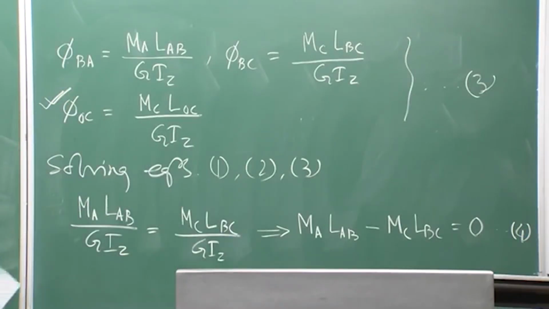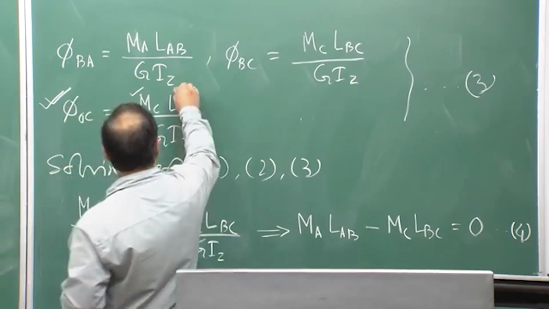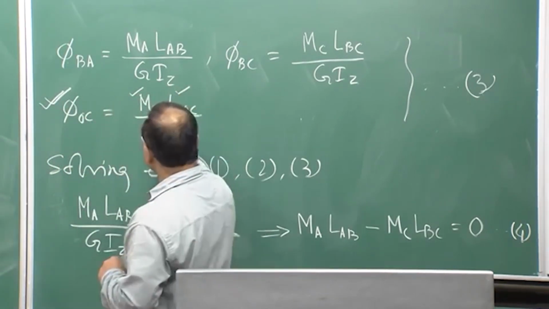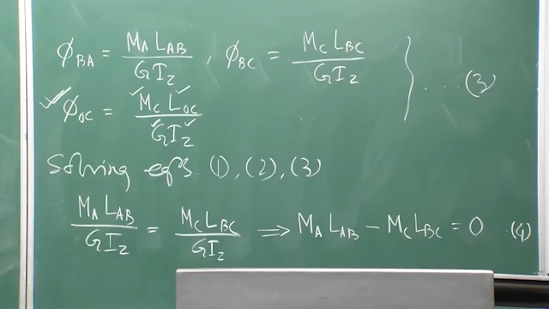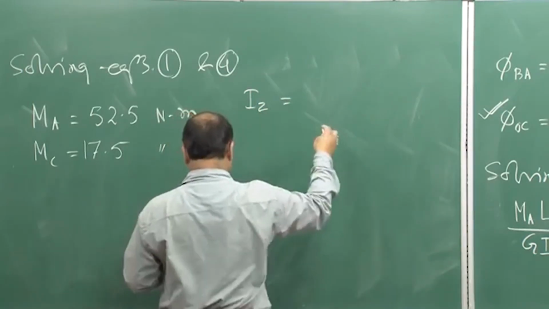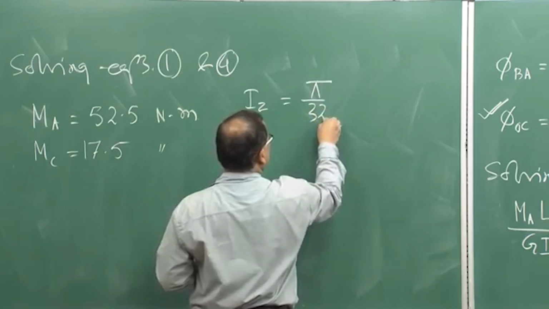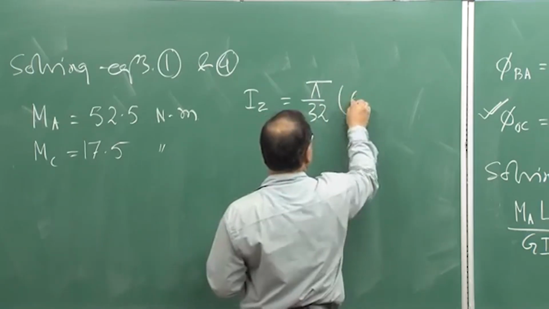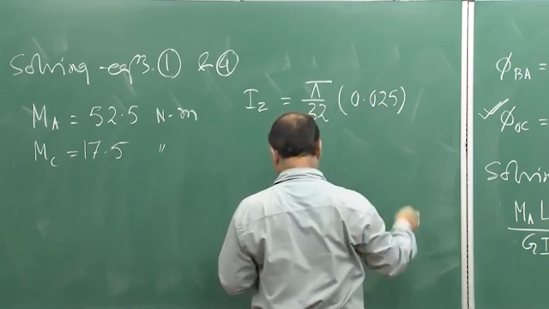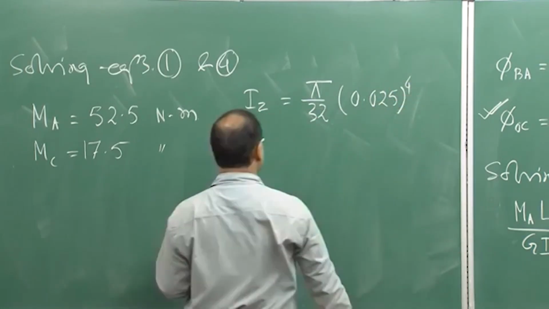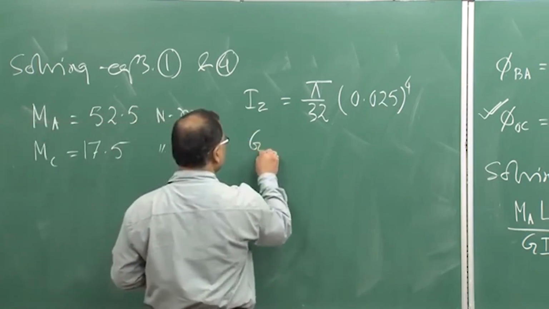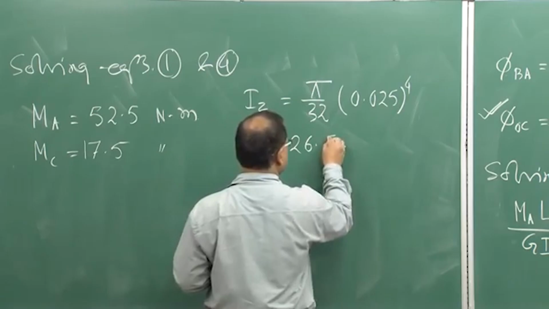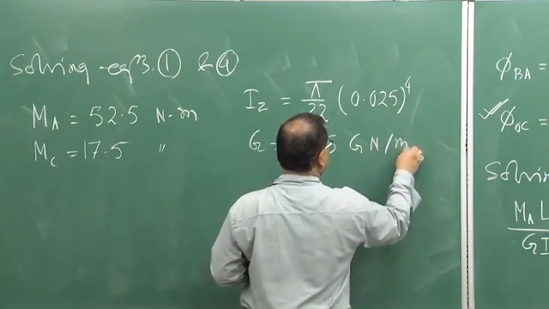To obtain phi OC, you have got MC, you know LOC, G is given, and IZZ you can calculate because the cross section of the shaft is given. So let us calculate IZ, which is pi by 32 into 0.25 to the power 4, because the shaft diameter is given. That is your IZ, and G is given as 26.5 giganewton per meter square.